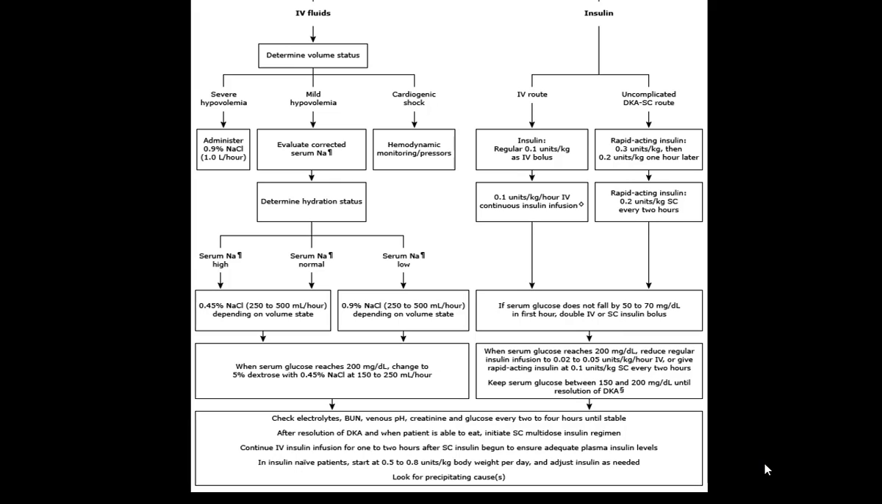When you talk about insulin, we start with an IV route. So you give your bolus, you start your infusion. Once the glucose starts falling by 50 to 70 milligram per deciliter in the first hour, you are okay. If it doesn't happen, you double the dose. Remember it. And once it reaches 200, you start decreasing your infusion rates so that you keep the blood glucose at that level.